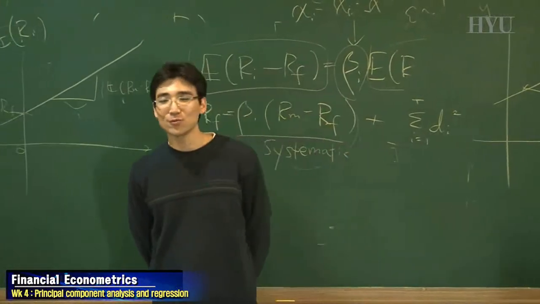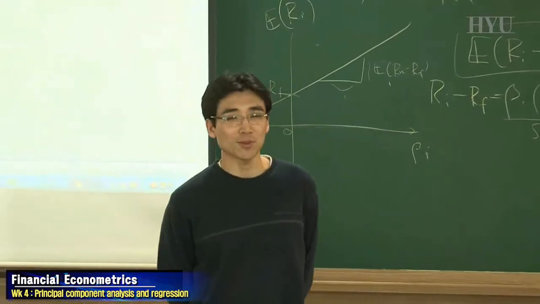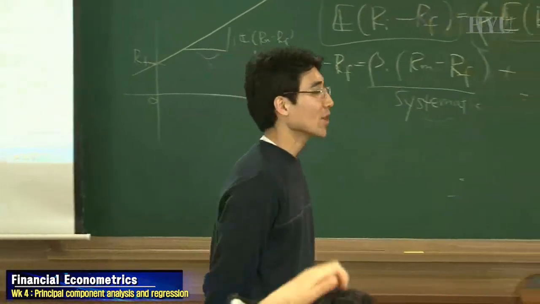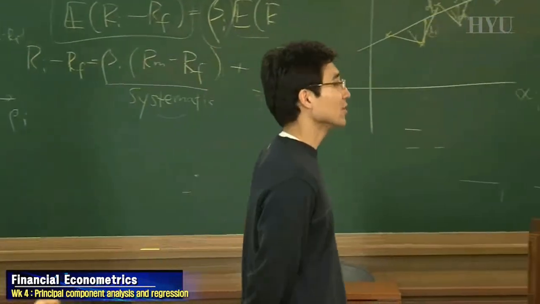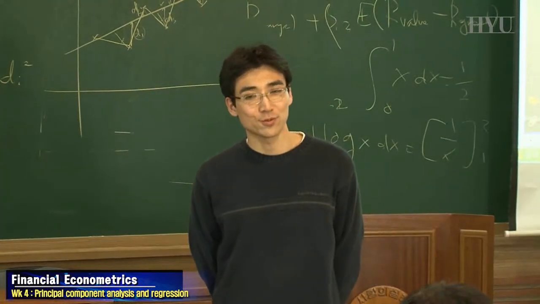If we use the CAPM example again, the beta of the capital asset pricing model is the ratio between the covariance of the individual asset and the market portfolio, and the variance of the market portfolio.